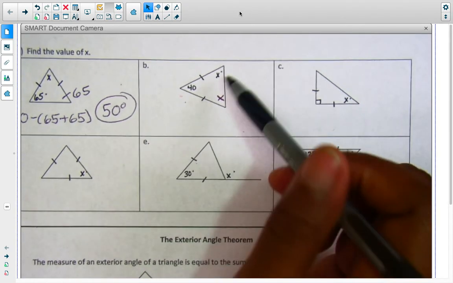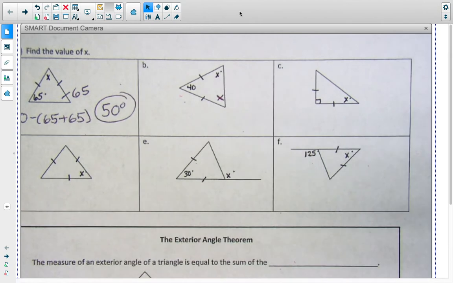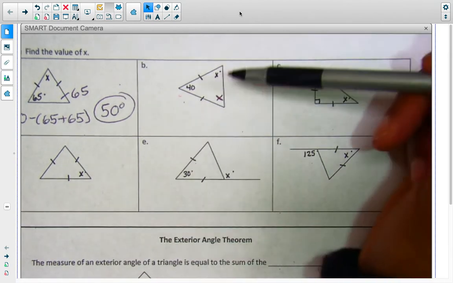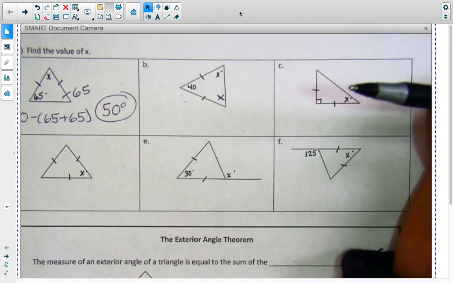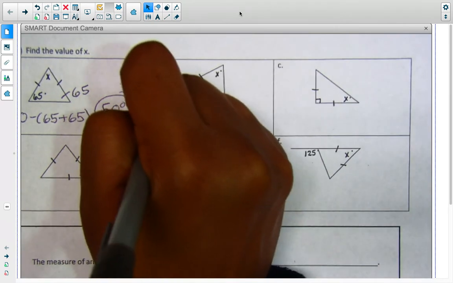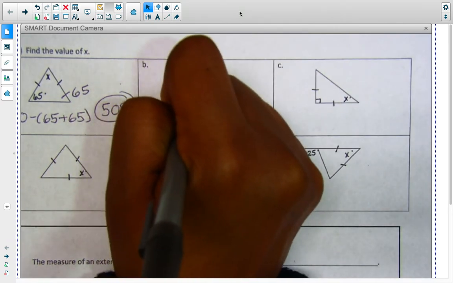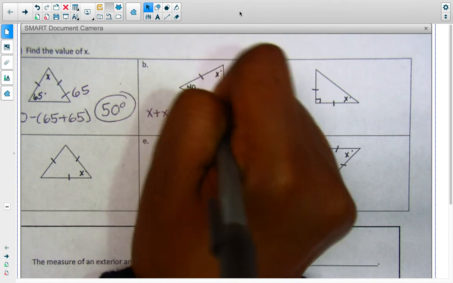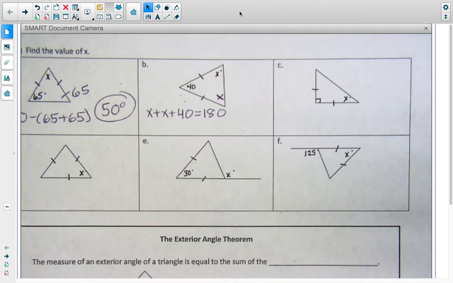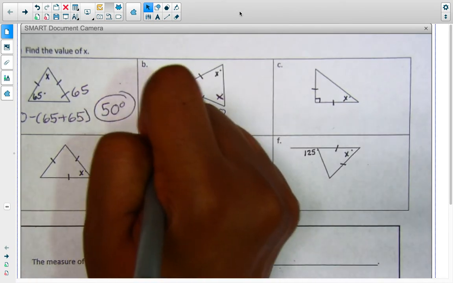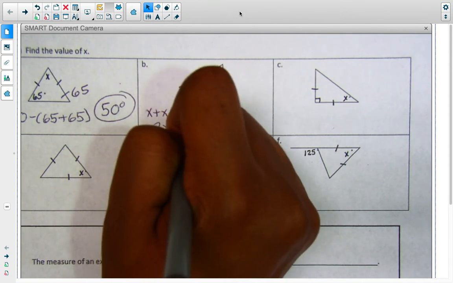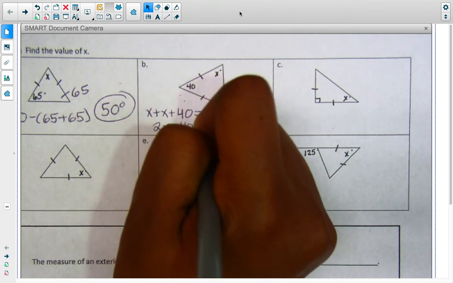But it's okay to leave it like this or turn it. Just do what you need to so that you can see that these two both have to be x. So this is x plus 40 equals 180. So I'm going to add these together. This is going to give me 2x plus 40 equals 180.